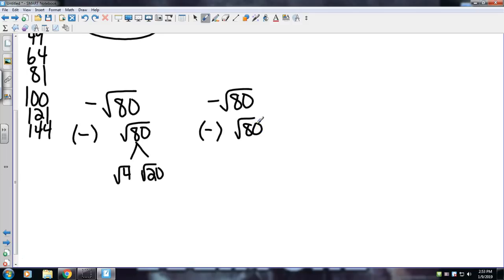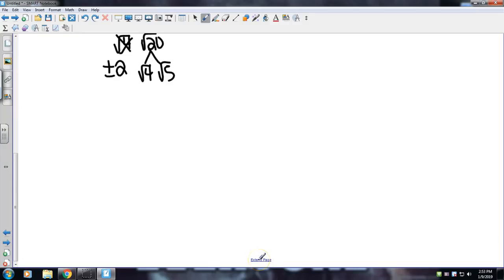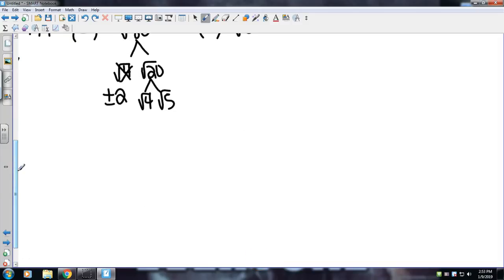I know what radical 4 is. That's going to be plus or minus 2. So that's gone. Now I'm going to break this one up again into radical 4 times radical 5. Now I've already done my plus or minus, so I don't need to do a plus or minus anymore, but I've got this 2. This is now 2, and that's radical 5. So I multiply the 2's together, and I get plus or minus 4 radical 5.